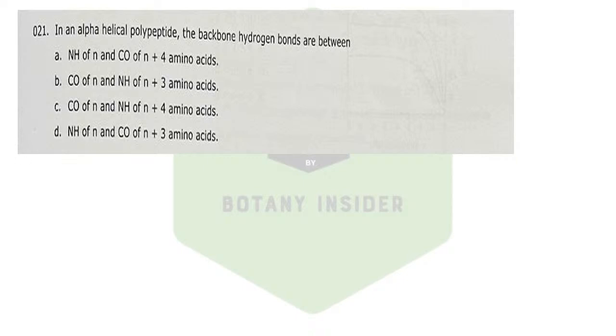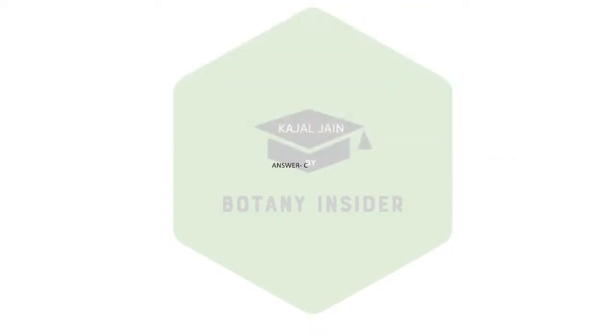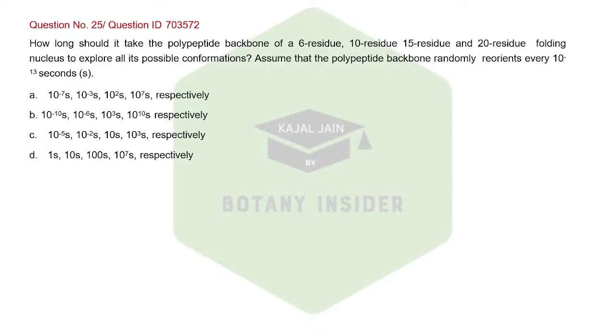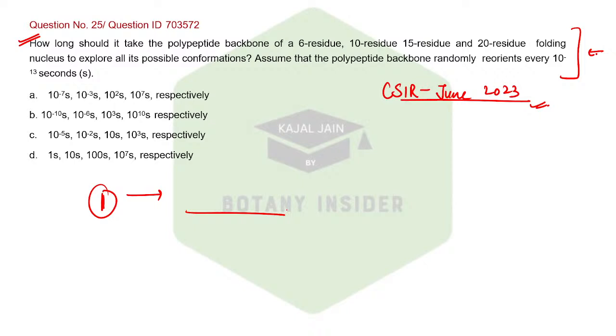For this particular question, the answer is CO of N and NH of N plus 4, right? So this is about the revision of all these things. Now tomorrow we'll learn how to solve this question. This is again a recent year paper, the June 2023 evening shift paper, part C question. We'll be understanding how to solve it. It's a very, very simple question. You just have to remember one important formula and you'll be easily able to solve such a question.